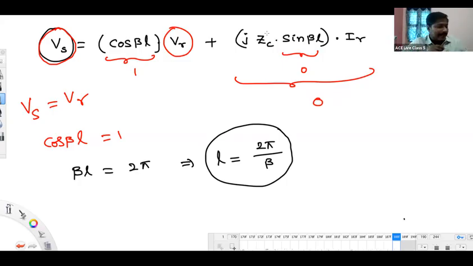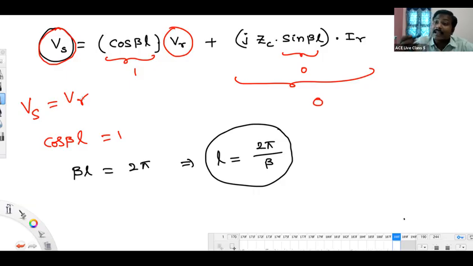So I'm saying this statement, strictly speaking, you have to get as a conclusion. Just listen to this one. My aim is to make Vs equals VR, so I have to make cos beta L as 1. So beta L is 2 pi, so the length of line equals 2 pi by beta. The meaning of this is, if the length of transmission line is equal to 2 pi by beta, then you will get Vs and VR values as exactly equal.